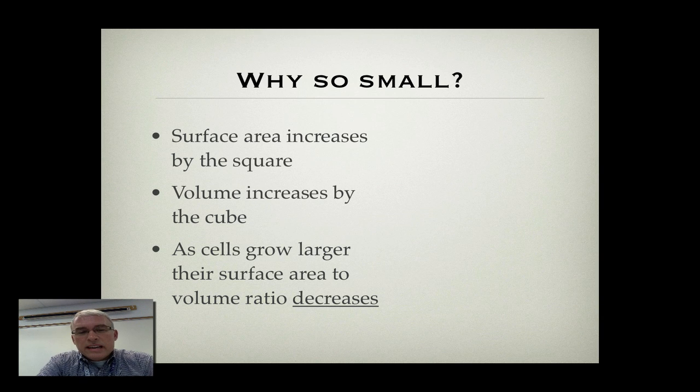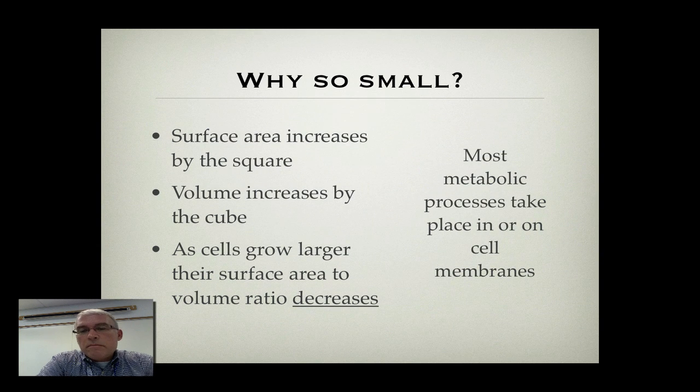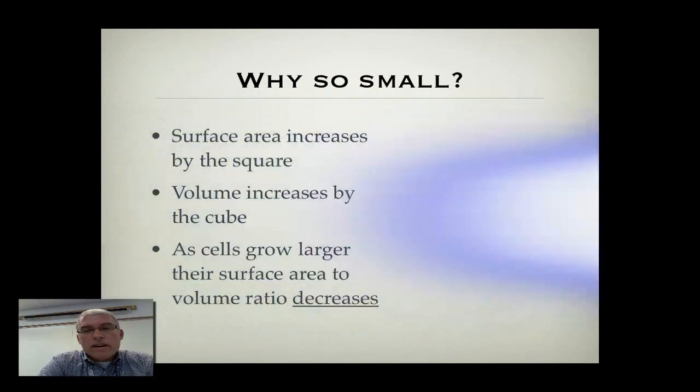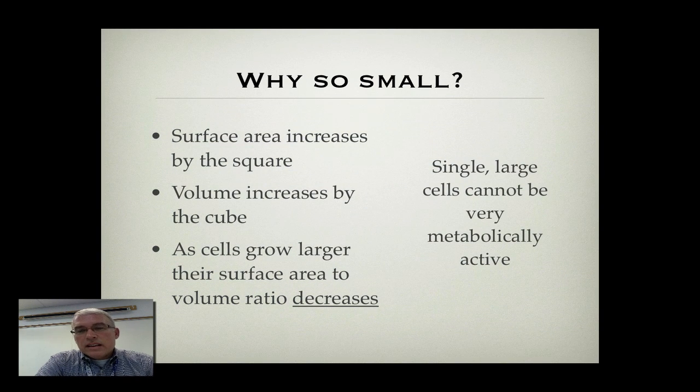So what this means is as a cell grows larger, the amount of surface area per unit volume, or the ratio between surface area and volume, decreases. So that means that if a cell's doing most of its metabolism using its membranes, as it gets larger, it has to do more and more metabolism in a more and more restricted area. So the net result of this is single large cells cannot be very metabolically active. So in order to be metabolically active, they have to increase their surface area. And they do this by dividing and becoming smaller.